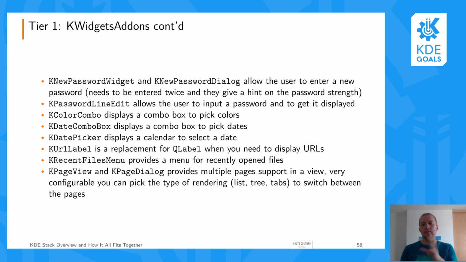Password widgets, color combo box, date combo box, date picker, page views, page dialogs. If you need a dialog with a strip of icons on the side, and you see a different page depending on what the user picked there, you can use KPageDialog. Your different pages can be shown with a strip of icons on the left, or tabs, or a tree, and you can use that to switch.